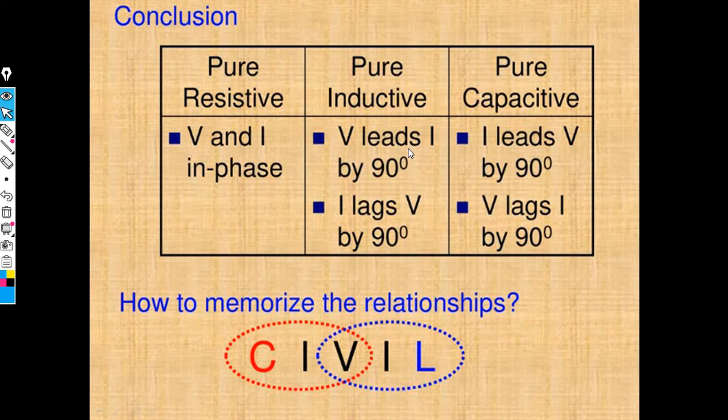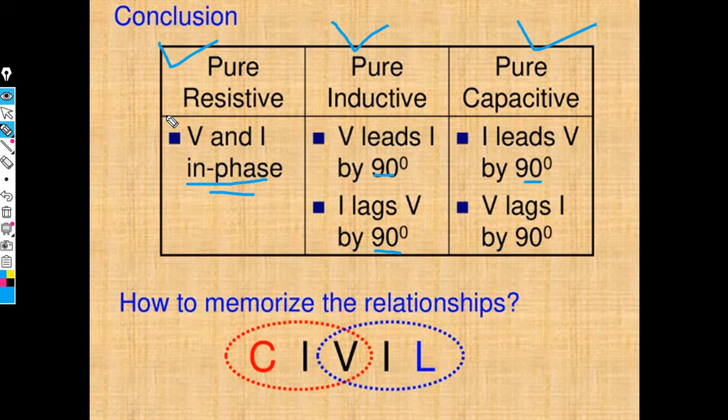Okay, now this is the final conclusion. That is pure resistive, pure inductive, and pure capacitive. In a purely resistive circuit, voltage and current are in phase. In a purely inductive circuit, voltage leads current by 90 degrees, and current lags voltage by 90 degrees. That means both are opposite. Then in a pure capacitive circuit, current leads voltage by 90 degrees, but voltage lags current by 90 degrees.